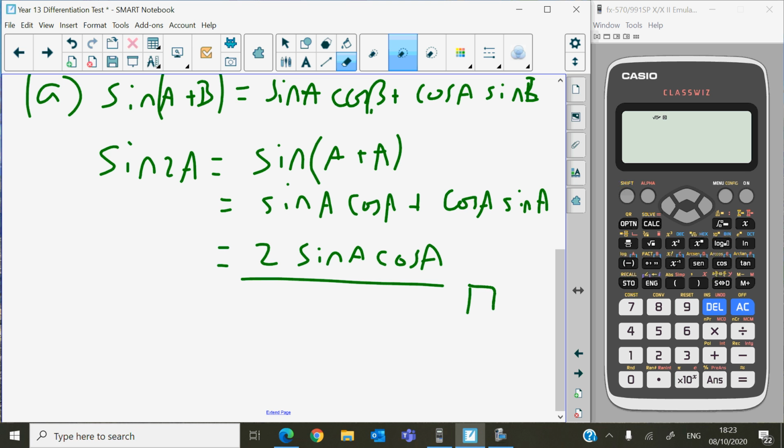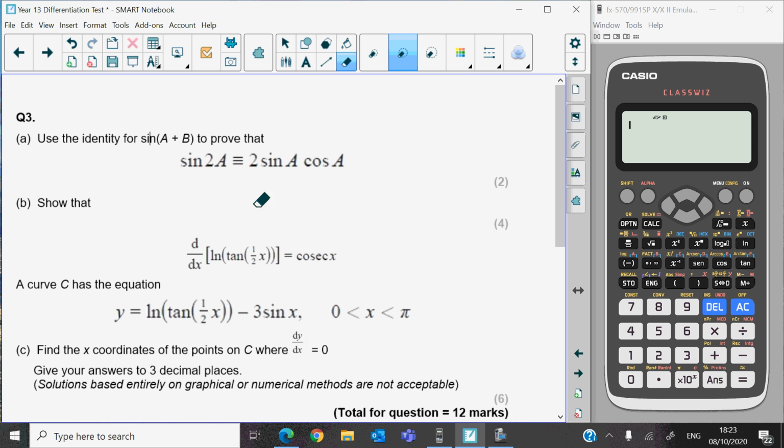Okay, so a bit of quod erat demonstrandum going on there to show that we've got the right answer. That's exactly what we needed. Now, the likelihood is the fact that they've given you that proof to start with means you're probably going to find that a useful thing in this question. So let's see. Part B. Show that d by dx of natural log of tan of half x is equal to cosec x.